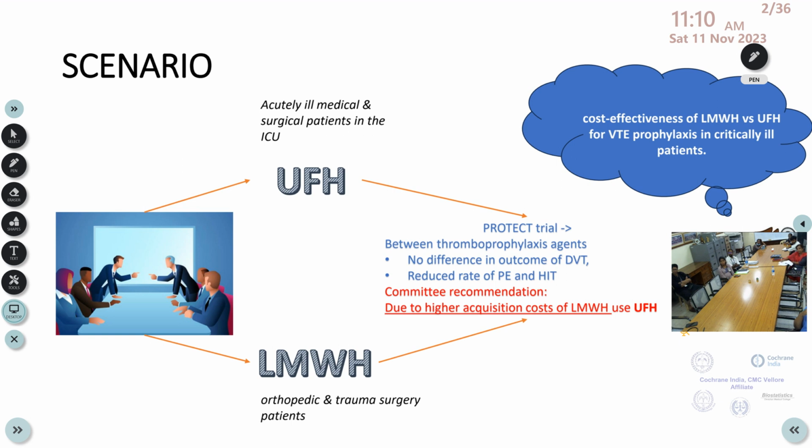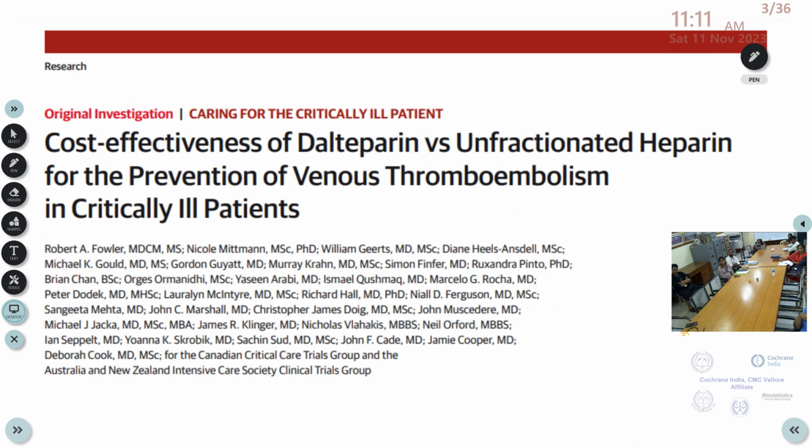So the person who presented it was wondering, is it actually just an acquisition cost, or is there so much more than just that, and the cost effectiveness? And that is what we'll try to answer today. So the study is called ePROTECT. It is looking at the cost effectiveness of dalteparin versus unfractionated heparin in the prevention of venous thromboembolism in patients who come to a critical care setting.